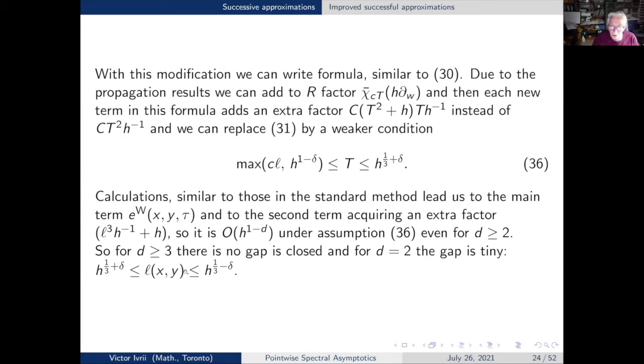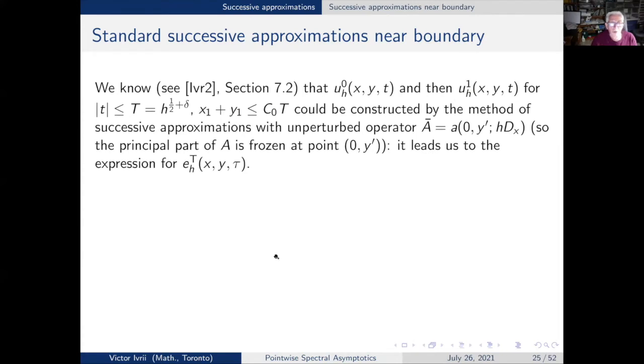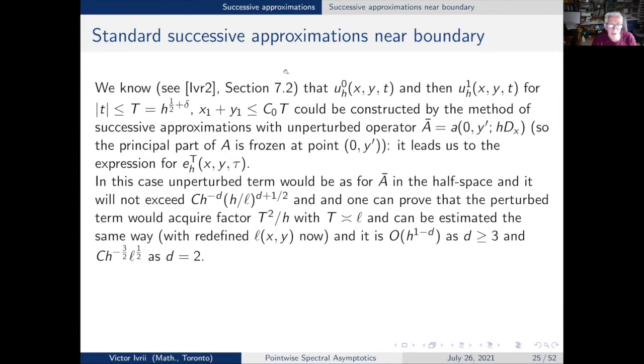And for d equals 2, the gap is now tiny, like this. And this would remain until the very end. We know this explains how I was making standard successive approximation near the boundary. Basically, it was done in the 80s.